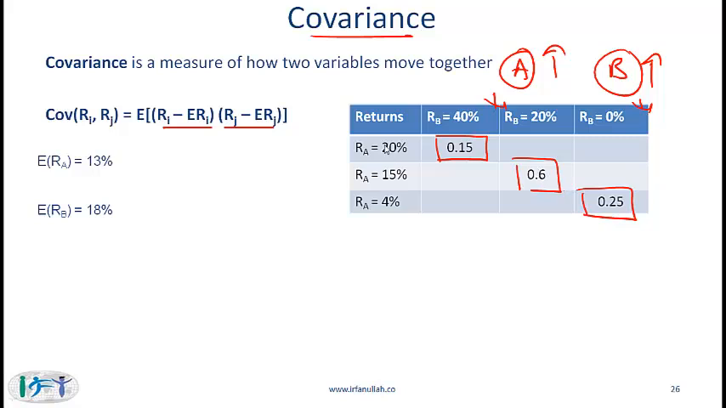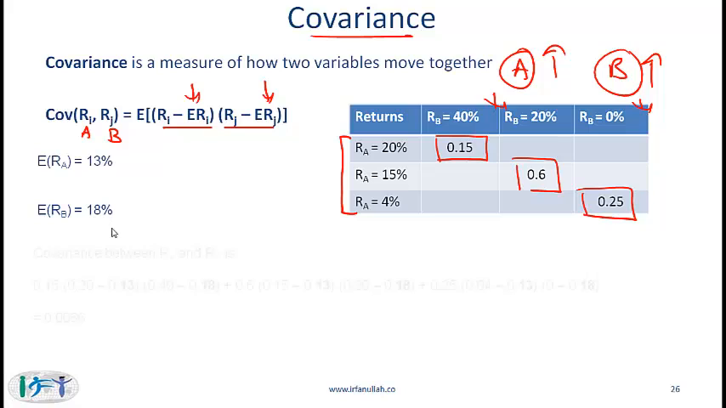To do that, the first step is to compute the expected value for the return on A. So imagine that I is stock A and J is stock B. So we need to compute the expected return on A and the expected return on B. As you've seen before, the expected return on A will be 0.15 into 20 plus 0.6 into 15 plus 0.25 into 4, and that is 13%. The expected return on B is 0.15 into 40 plus 0.6 into 20 plus 0.25 into 0, and that is 18.